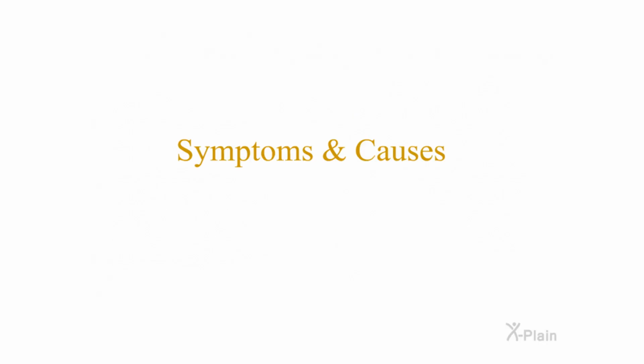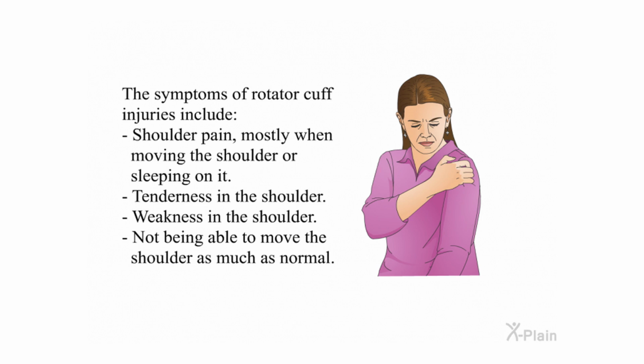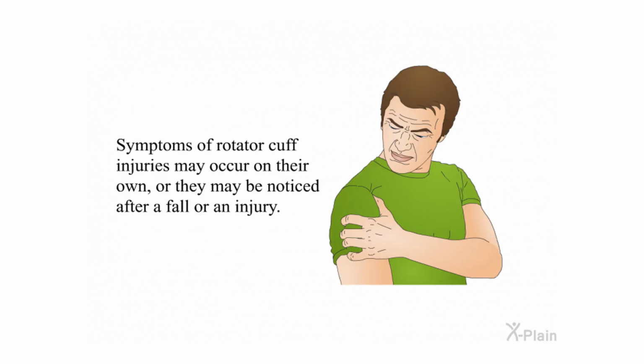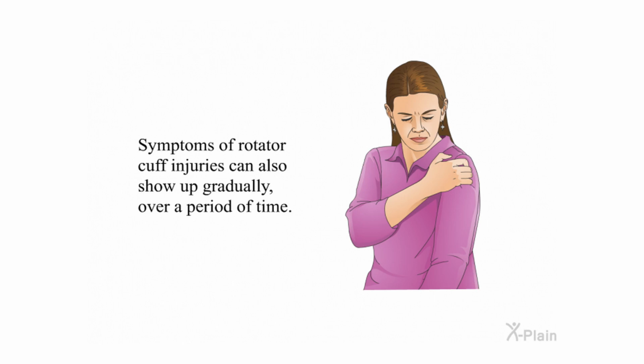Symptoms and causes. The symptoms of rotator cuff injuries include shoulder pain, mostly when moving the shoulder or sleeping on it, tenderness in the shoulder, weakness in the shoulder, and not being able to move the shoulder as much as normal. Symptoms of rotator cuff injuries may occur on their own, or they may be noticed after a fall or an injury. Symptoms can also show up gradually over a period of time.